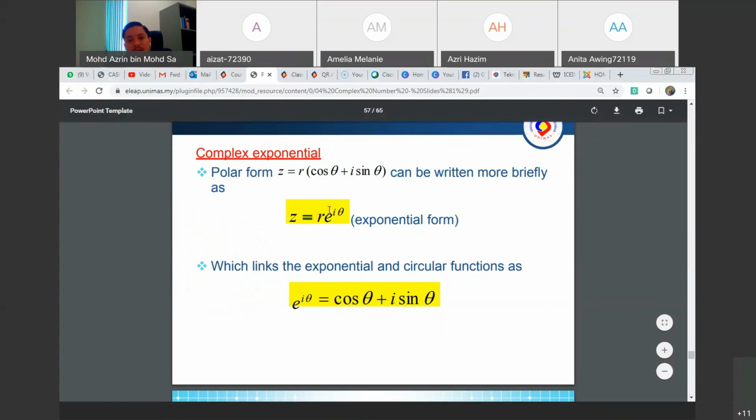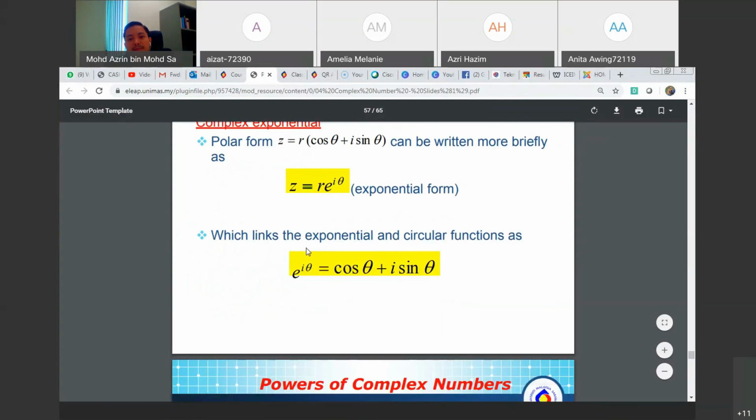Okay. So, which link to the exponential and circular function? Circular function again is trigonometric. Exponential e to the power i theta is actually the circular function in terms of trigonometric too. It is cos theta plus i sin theta. So e to the i theta is cos theta plus i sin theta.